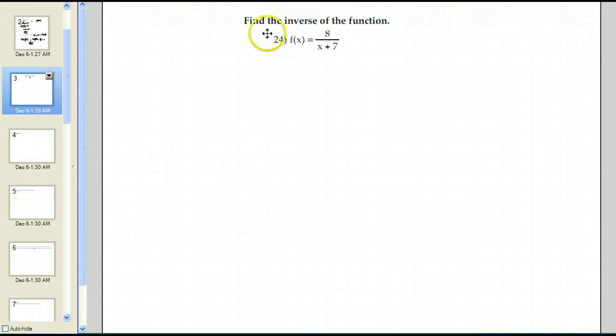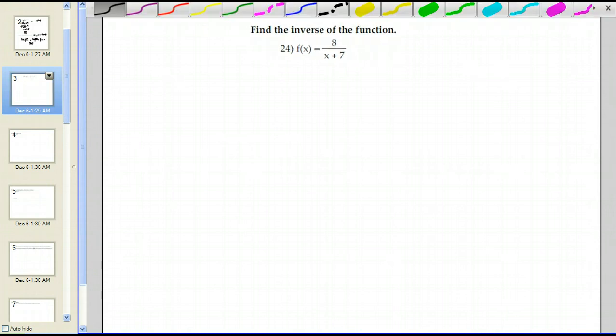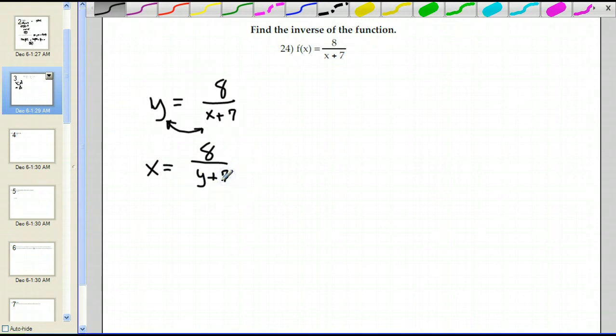Alright, number 24 wants us to find the inverse of this function. So our process to find the inverse: replace f of x with y, and then flip-flop y and x. Let them change places. So we get x equals 8 over y plus 7. Now we want y out of the denominator. We want to get rid of that y plus 7 in the denominator.